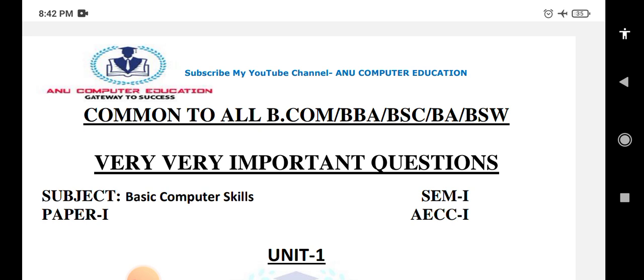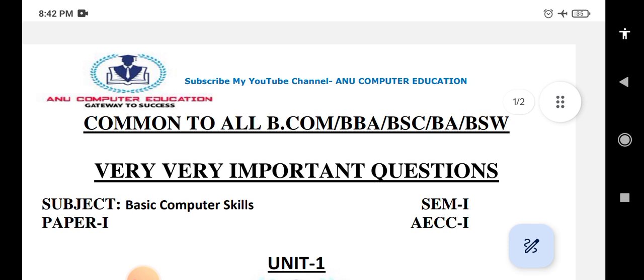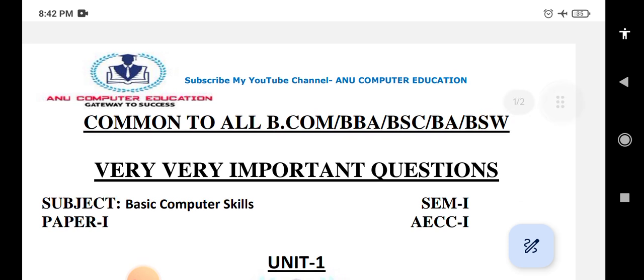So the paper pattern for Bcom students: in part A, they'll get 4 questions. Out of 4 questions, they need to write any 2 questions. Each question is of 5 marks, total 2 5s are 10. In part B, they will get internal choice. From unit 1, they'll get 2 questions, A or B. From unit 2 also, they'll get A or B. They need to write only 1 question from unit 1 and 1 question from unit 2. 2 15s are 30. The pass marks is 15 marks.